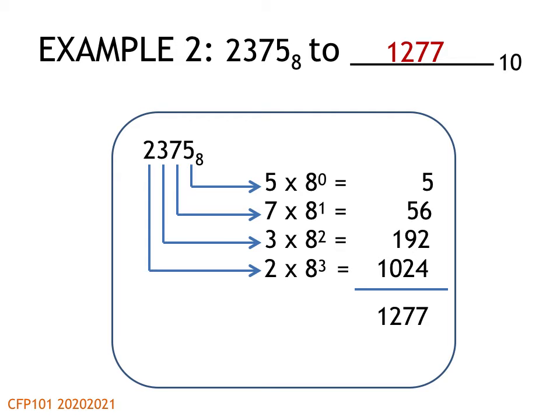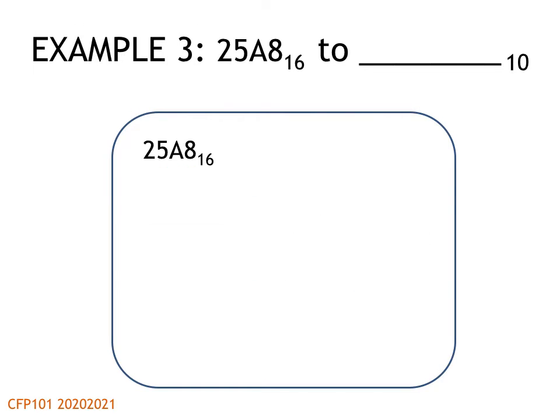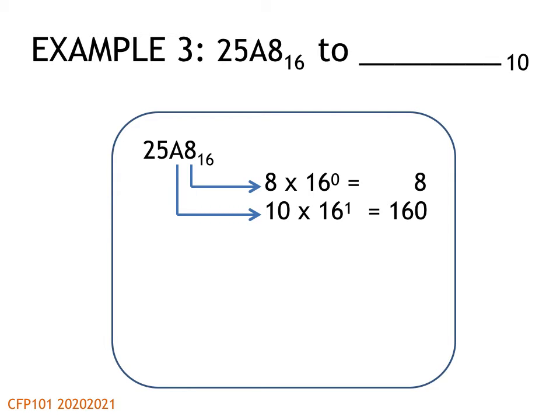Okay. Now the next example is converting from 25A8 base 16 to base 10 in decimal. So we start off with multiplying 8 by 16 raised to 0, which is still 8. Then we have A. A is equivalent to 10, right? So 10 multiplied by 16 raised to 1, which is 160. Next, we have 5. We multiply that by the square of 16. Now, what I do is 16 times 16 is simply 16 times 6 plus 16 times 10.